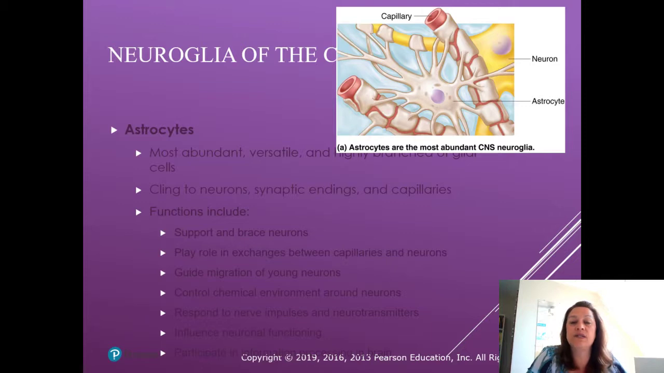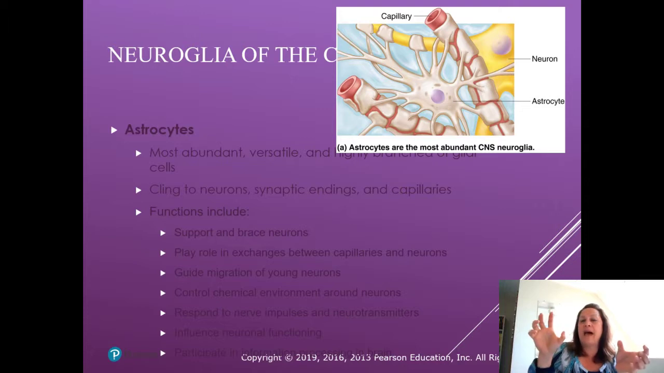So the astrocytes, and you'll see this guy is the white, and notice how it's clinging on to the neuron in yellow, different capillaries in red, and there's a lot of functions here. Look at them, 1, 2, 3, 4, 5, 6, 7. Supporting, exchanging between capillaries and neurons, migrating of young neurons, controlling the chemical environment, influencing neuronal function. So these are the most abundant, the most versatile, highly branched, very connective, and really important in the scheme of the nervous system itself.